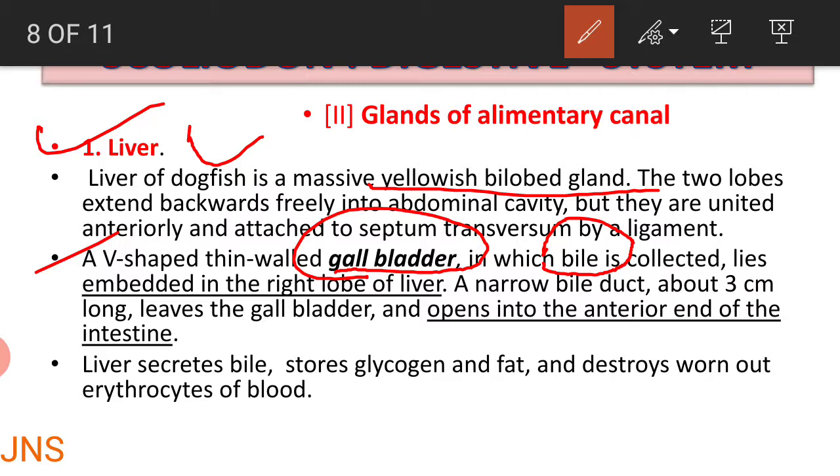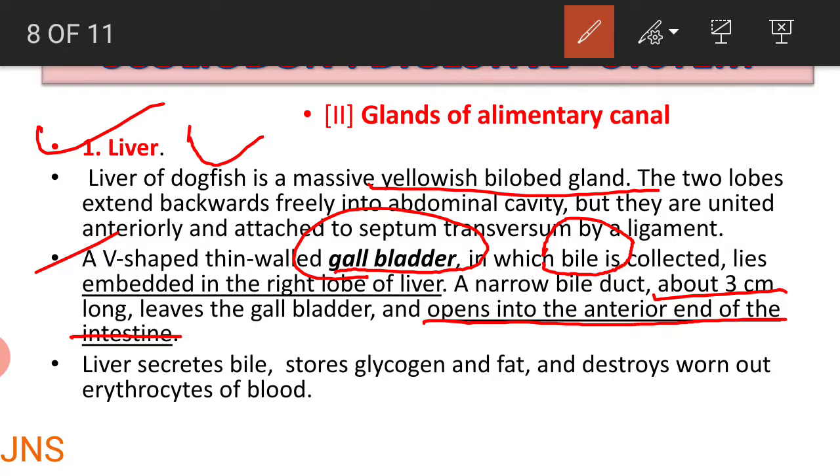A narrow bile duct, about 3 cm, leaves the gallbladder and opens into the anterior end of the intestine. So the production of the liver, which is called bile, pours directly into the anterior side of the intestine. Again, they have some functions of the liver.